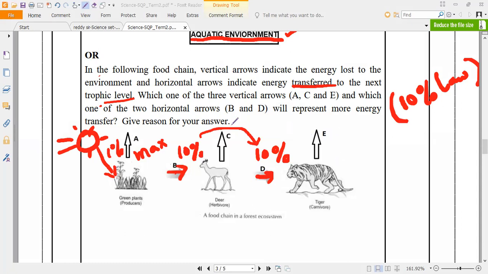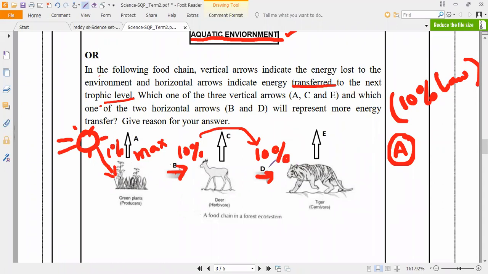So now A, C, E, where will the more amount of energy be lost? Anybody can tell me? Yes, sir. A, more amount of energy will be lost. Same way, B and D, where will more amount of energy be lost? B and D. Who is having more? B or D? Just check it. Who is having more energy at B level or D level?